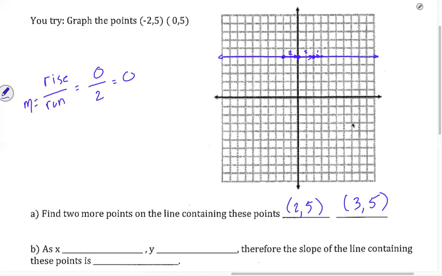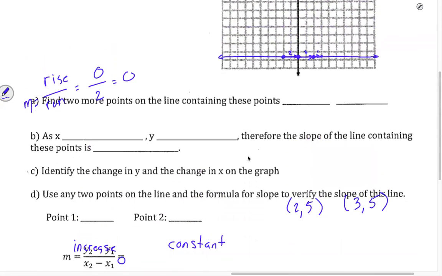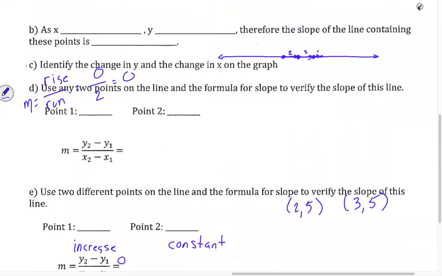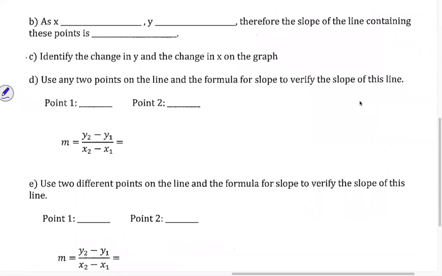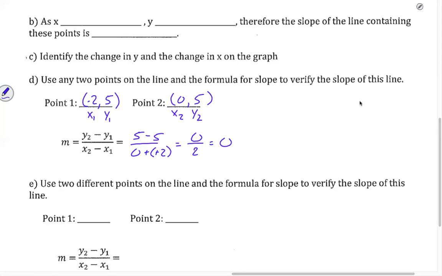So here, as x increases, y remains constant. Therefore, the slope of this line containing these points is 0. There is no slope. It's flat. So point number 1 was (-2, 5), and point number 2 was (0, 5). So we label x1, y1, x2, y2. And we're going to go ahead and substitute. So we're going to do (5 minus 5) over (0 minus negative 2). 5 minus 5 is 0 over 2. Well, that's 0. So my slope is 0.